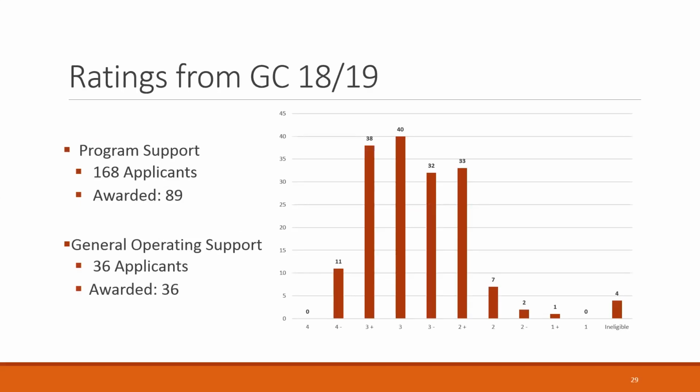And then I show you this slide, not to say this is what you have to rate, but just this is where the ratings fell last year, just to provide some context. In program support, we received 168 applicants, but we're only able to award 89. So again, highlight that this is a competitive grant-making program. And then you can see that we didn't have any 4s last year. Maybe they were a little harsh, or maybe that's realistic. And then we did see a handful of 4 minuses. And then the majority of our applicants in the range of 3+ to a 3-, and then a fair number in the 2+ and 2s.